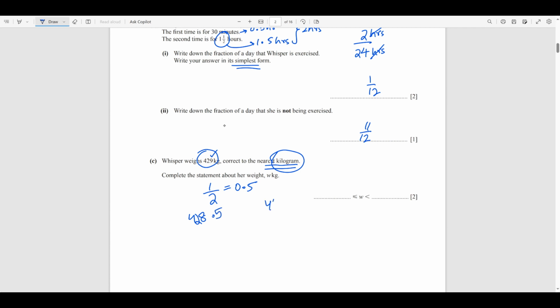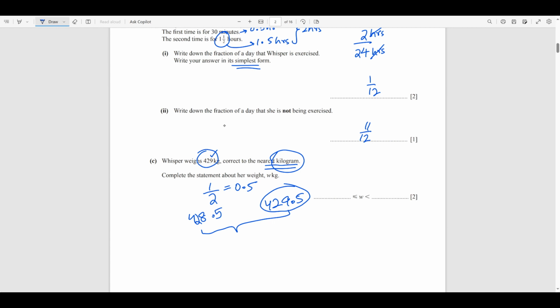and 429.5. Okay, it could be somewhere in the middle. It cannot be exactly 429.5, because if it was exactly 429.5, then the first decimal place after the decimal would be 5, and it would round off to 430. So we don't want the first decimal to be 0.5 after 429.